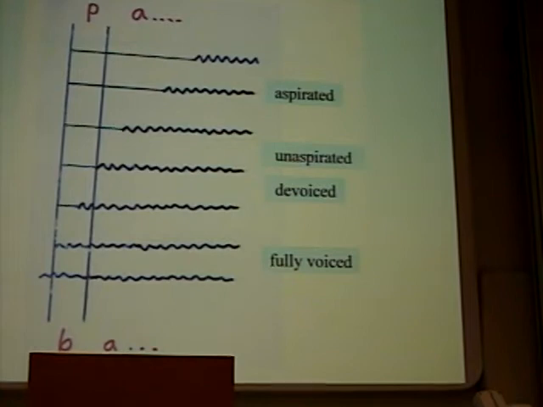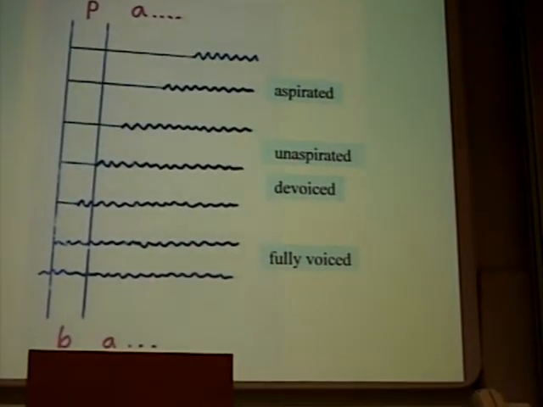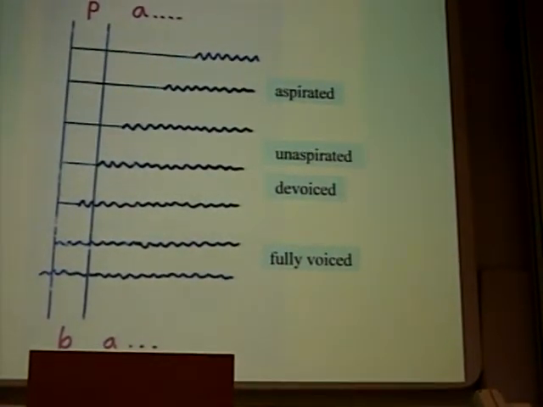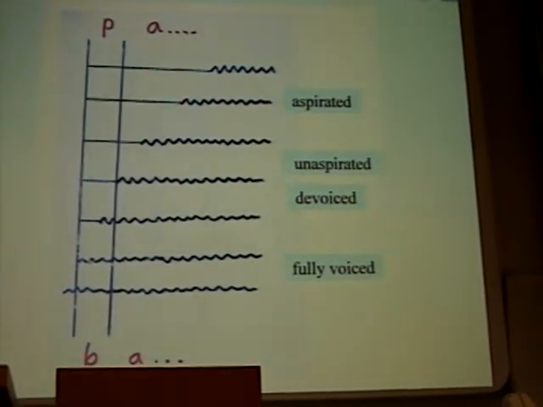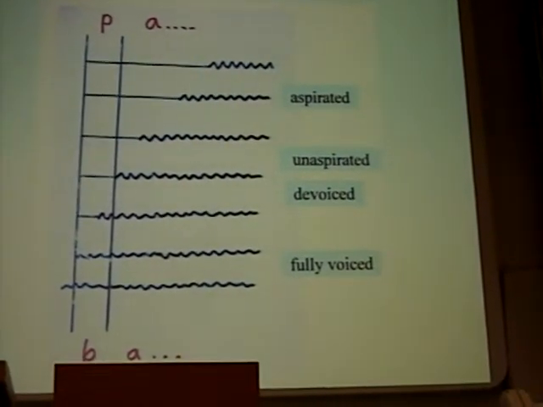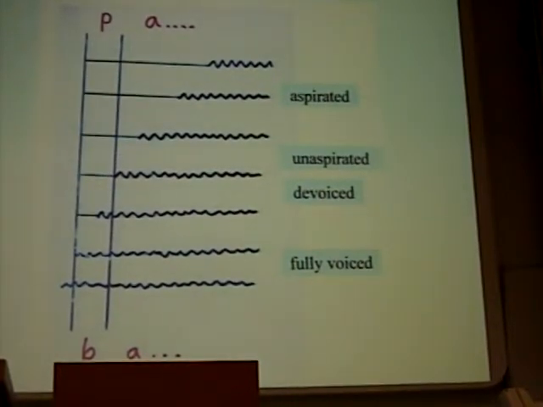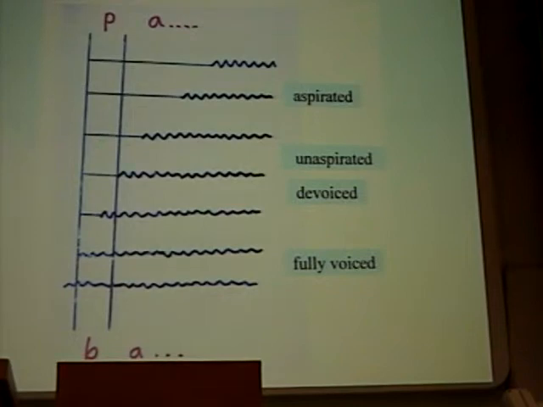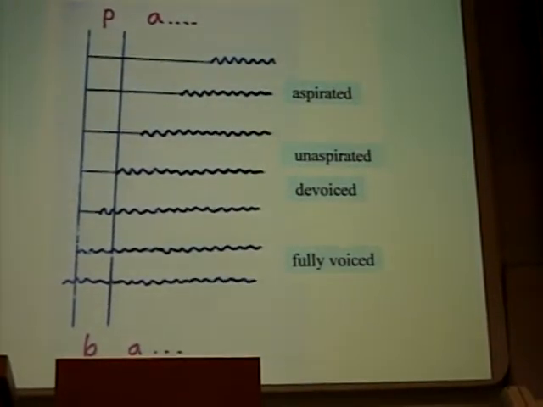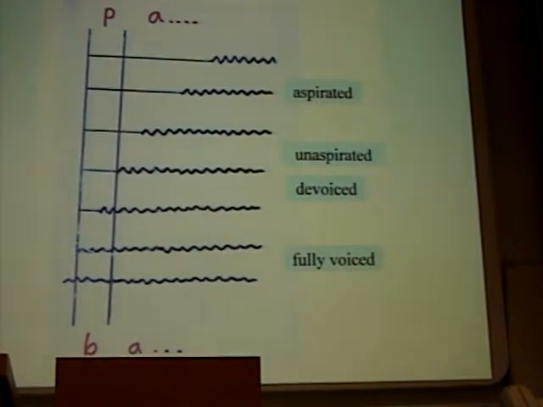At the top, we've got a long, long gap before the voicing starts. Schematically then at the top, we've got pa. Then a less extreme aspiration, pa. Then a bit of aspiration, pa. Then no aspiration, ba. Then a bit of voicing, ba. Then a lot of voicing, ba. Then pre-voicing, a ba.